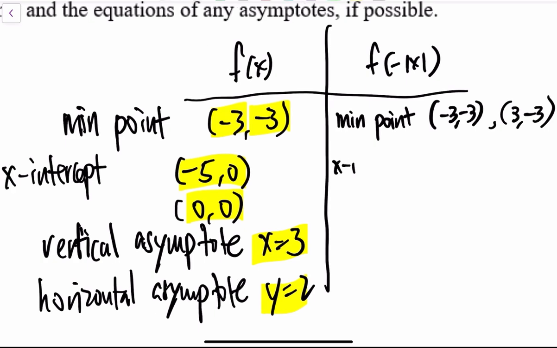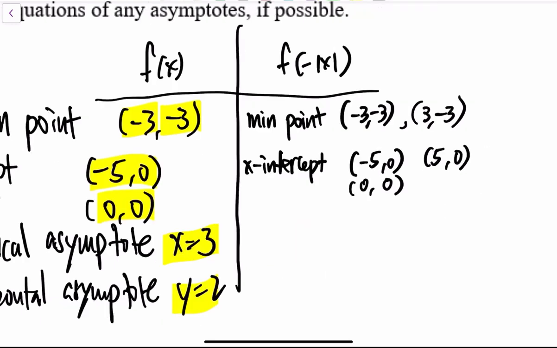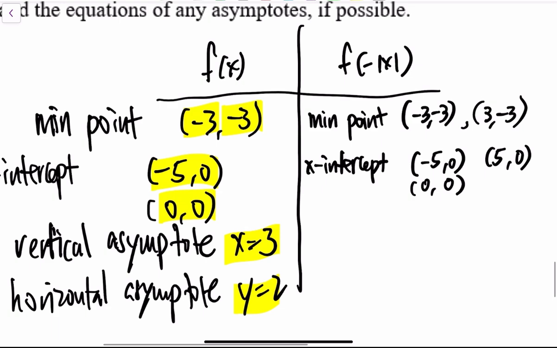You will still have your intercept, and you have a new one, (5, 0). And your vertical asymptote on the positive side will be removed, it no longer exists. And the horizontal asymptote will of course stay as the horizontal asymptote.